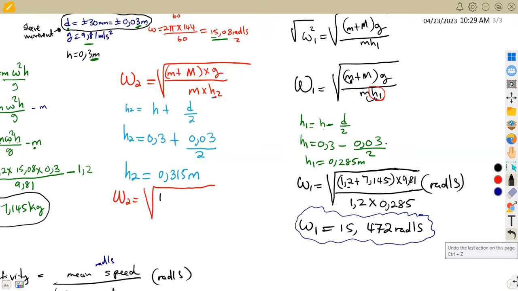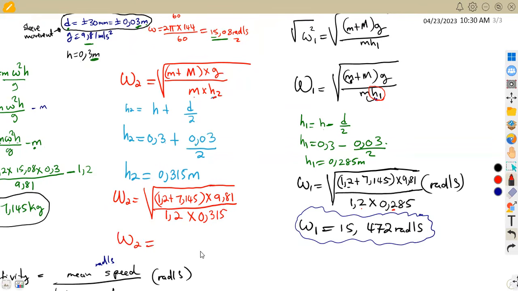So we are going to have 1,2 plus 7,145 in this case times the gravitational acceleration of 9,81, everything over the mass of the rotating balls, which is 1,2, times this height, which is no longer this one. We are now using H2. H2 is the one that only changed, which is 0,315. So we are going to have our omega 2 in rad per second, that's 14.716 in rad per second.